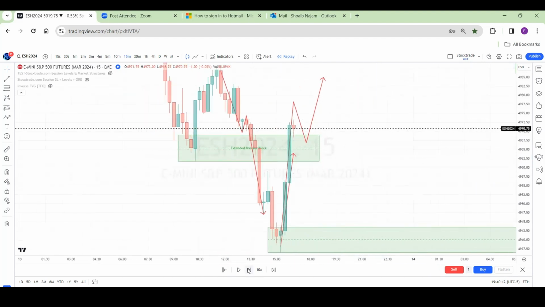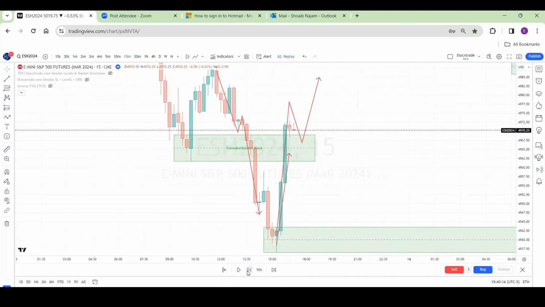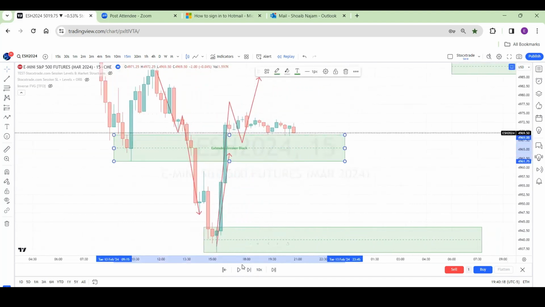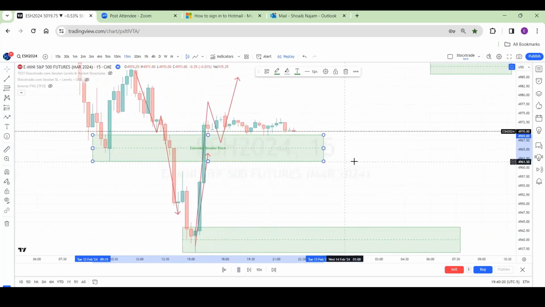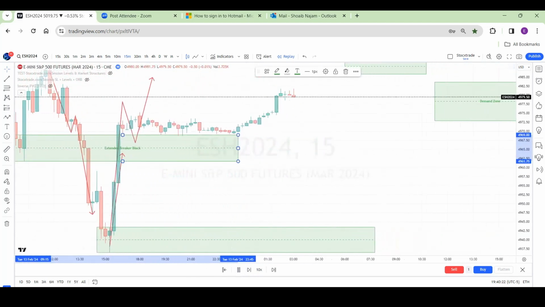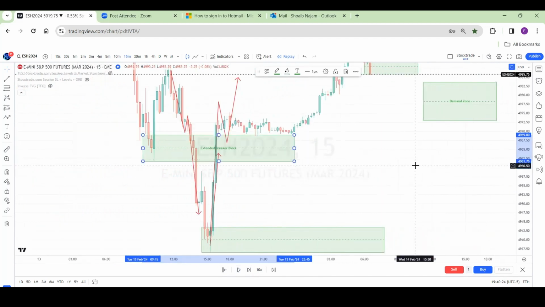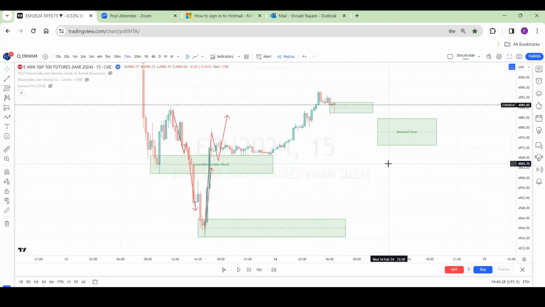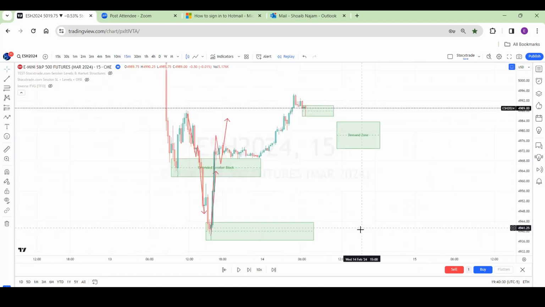Okay. And after that, what happened? The price just tried to come down, but it didn't. Okay. But in the live market, it's really difficult to judge everything. Now the market is closed, so we can judge everything: oh, this is the demand zone and this is the supply zone. But we need to act in the live market.